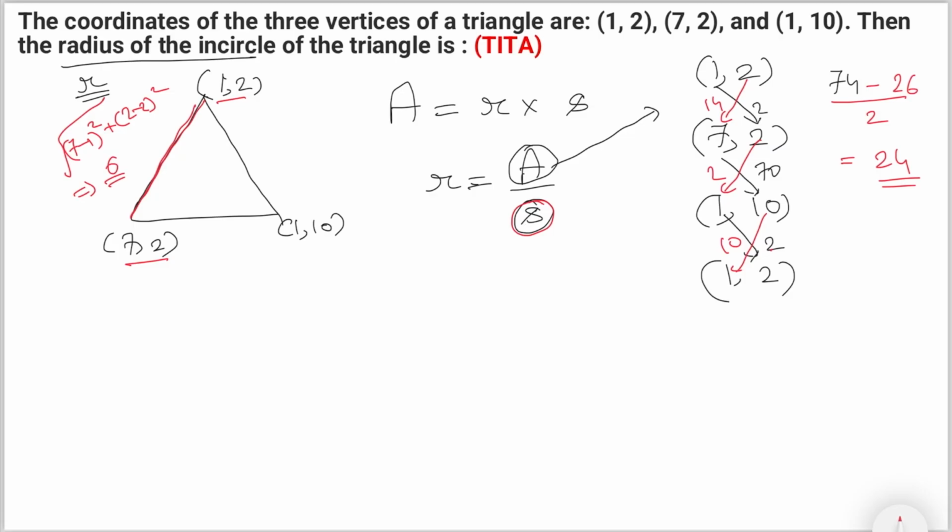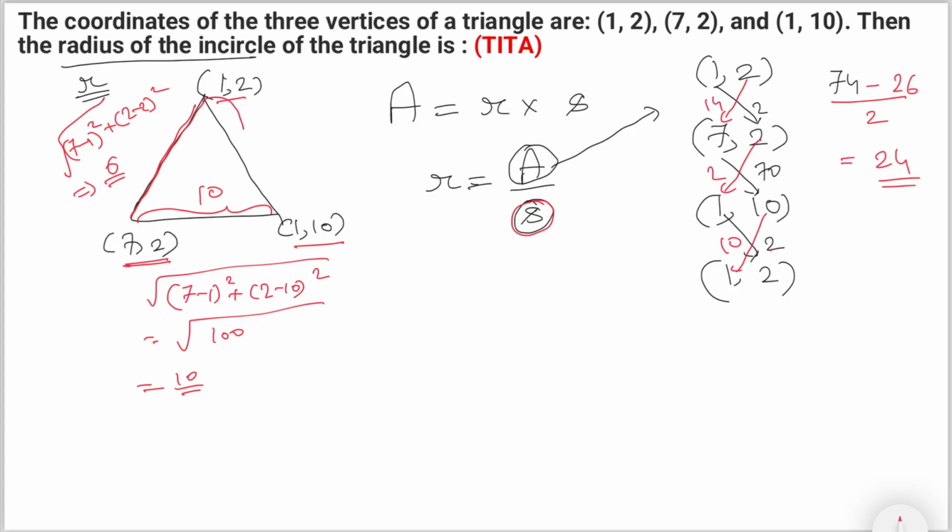Similarly, we can find out the length of this particular side. The vertices are 7, 2 and 1, 10. So square root of 7 minus 1 the whole square plus 2 minus 10 the whole square. This should be equal to root of 6 square plus 8 square, and that is root of 100, which is nothing but 10. And similarly, we find the length of this particular side.